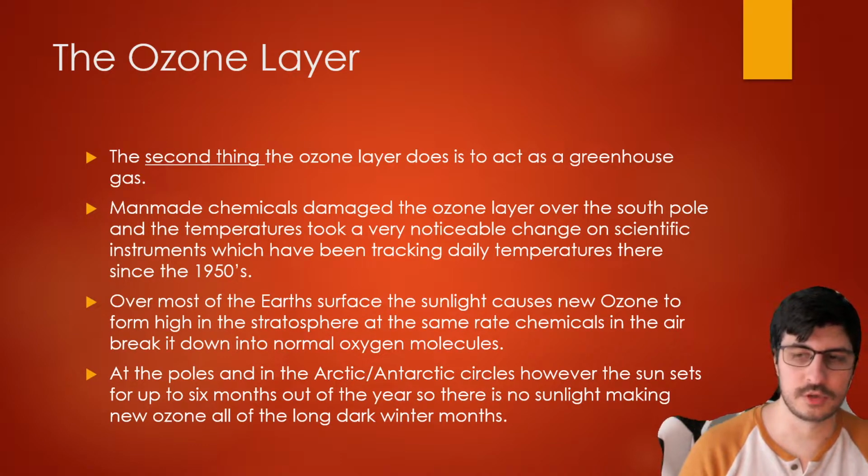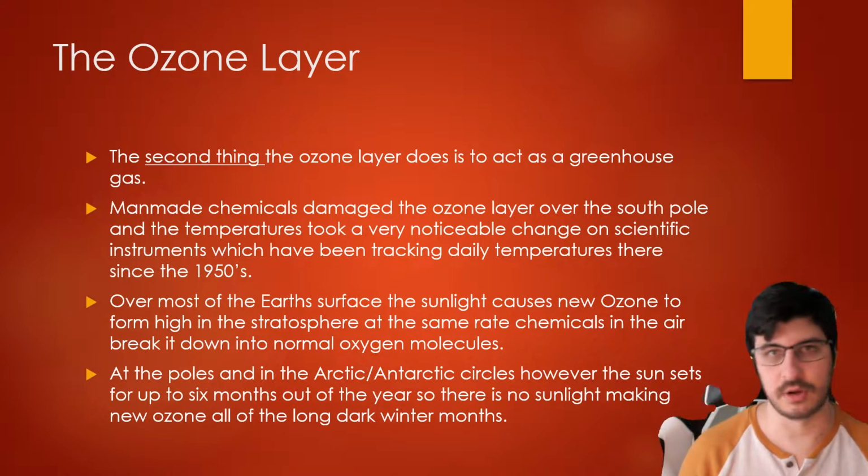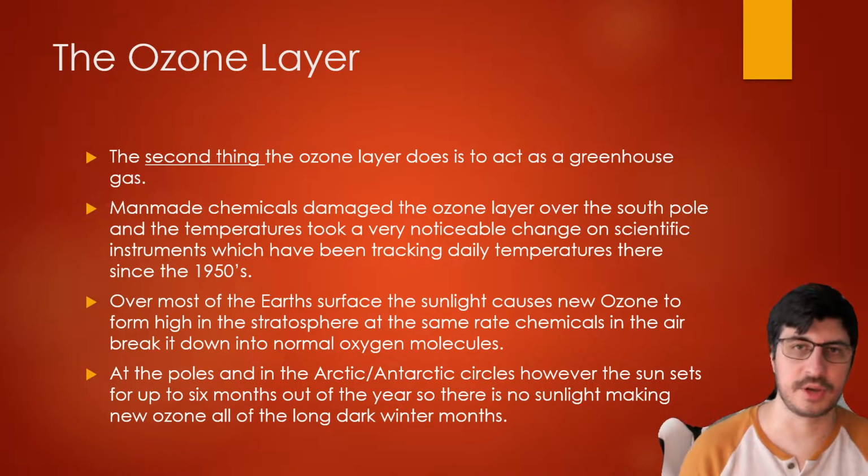Over most of the Earth's surface, the sunlight causes new ozone to form high in the stratosphere, and at the same rate, chemicals in the air break it down to normal oxygen molecules. Then these oxygen molecules again go on to make ozone, and then back and forth. This is something called the oxygen cycle.